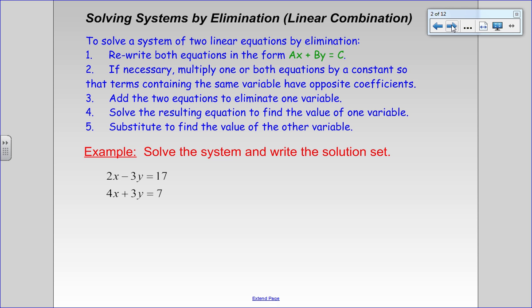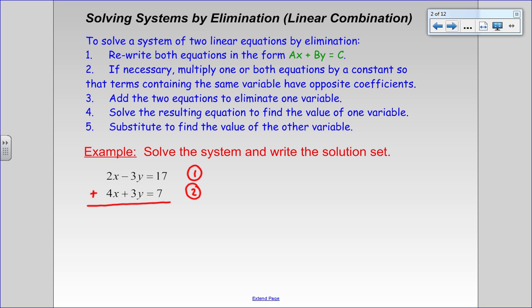Our first example is shown on the slide. 2x minus 3y equals 17, we'll call that equation 1, and 4x plus 3y equals 7, we'll call that equation 2. Notice that both equations in this system are already written in ax plus by equals c form, and also notice that the y terms in these equations have opposite coefficients of -3 and +3. So we can move right to step 3 of the elimination process and add the two equations in order to eliminate y.